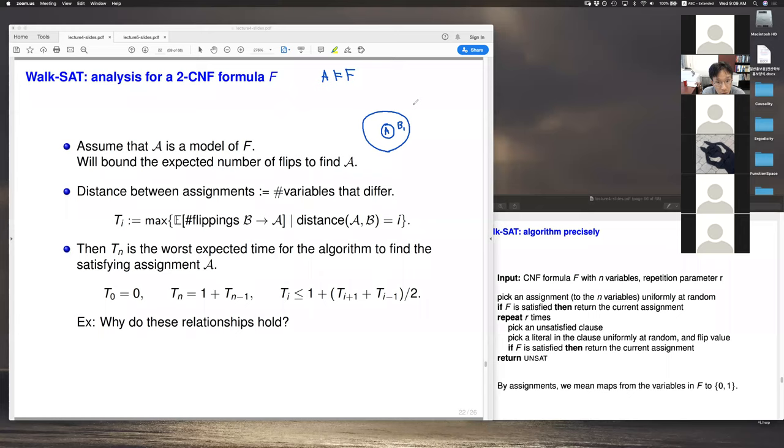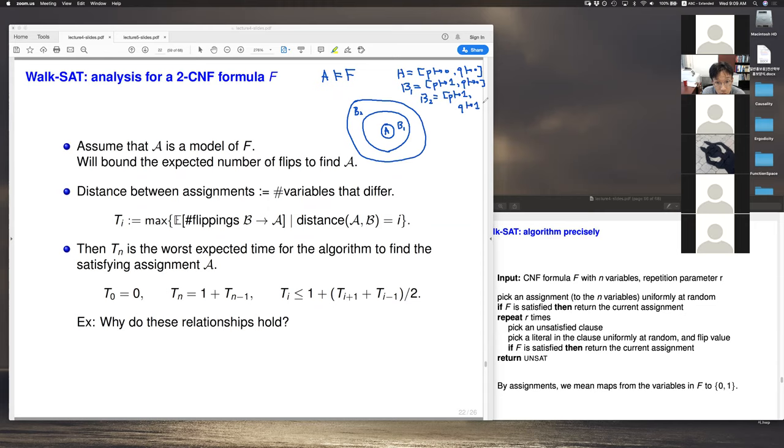So if A is like P gets value 0, Q gets value 0, then B1 can be something like P has a value 1, but Q has a value 0. So they differ by only the value of one propositional variable. And then we also group all the assignments with distance 2 from A. So that can be B2. B2 in this case can be P equal to 1 and Q equal to 1, and so on.